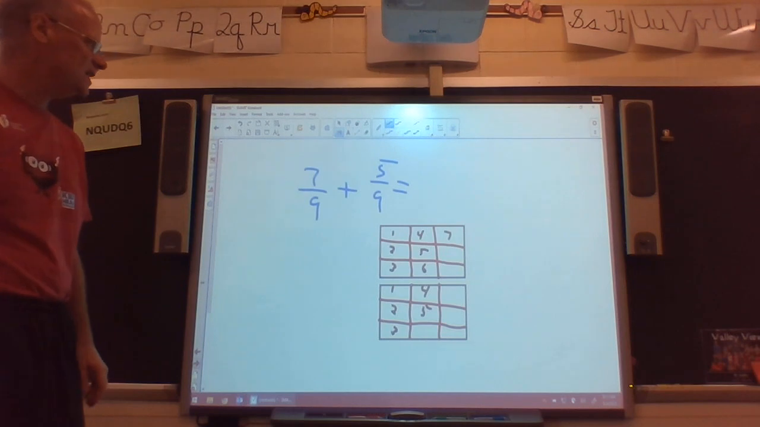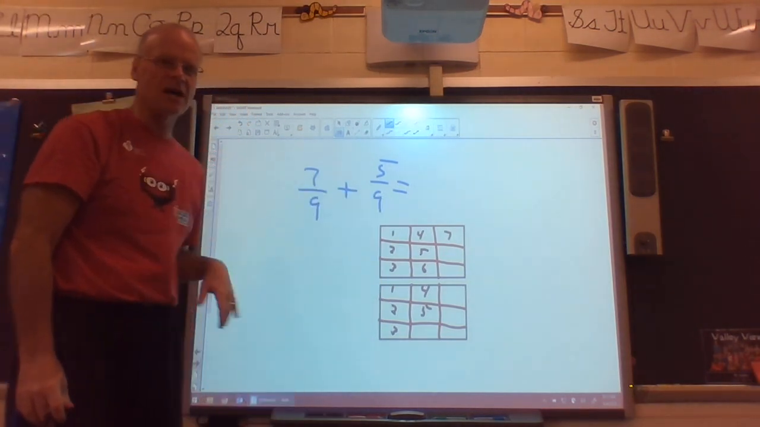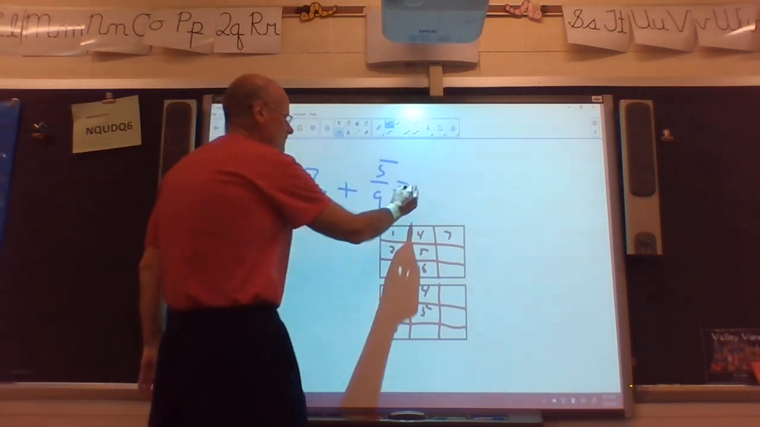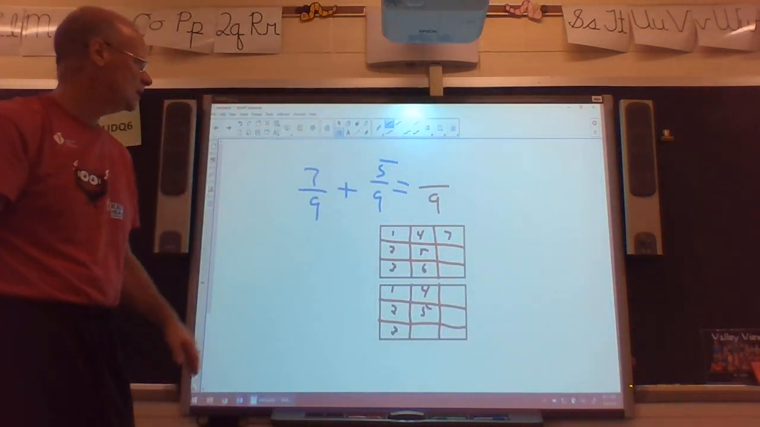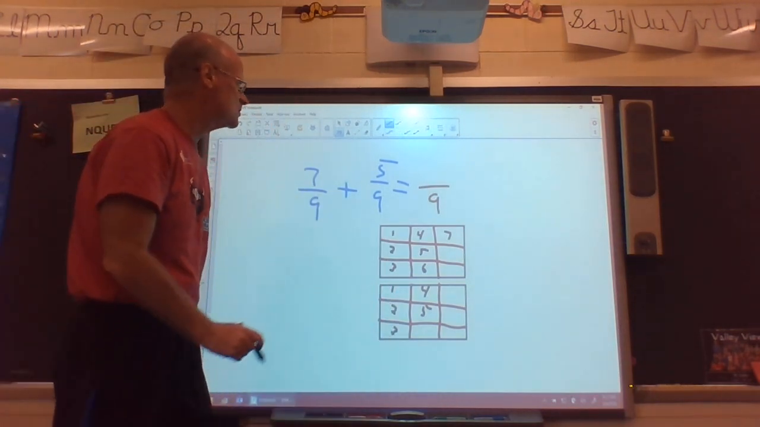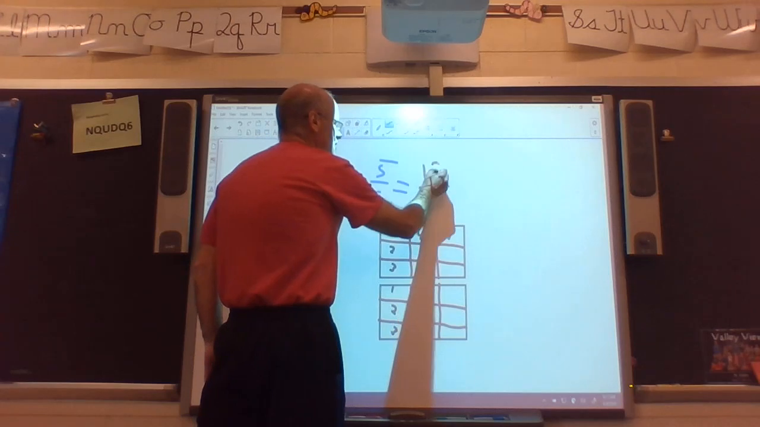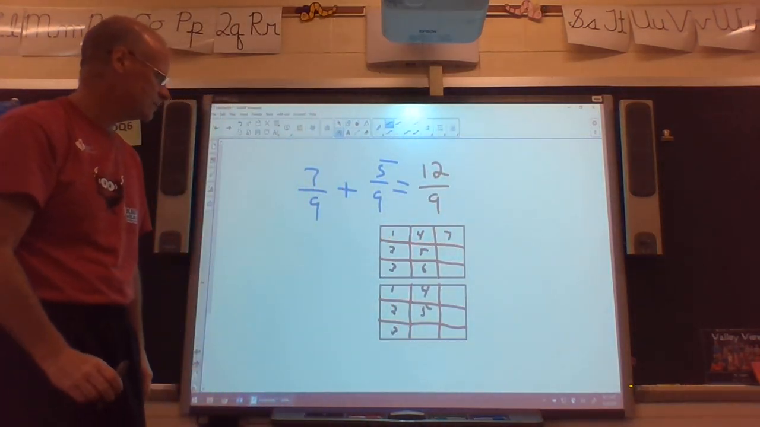Now, if I want to add those together, each of these wholes is only cut into ninths, so my denominator is going to stay the same. So when I add fractions, denominator stays the same. Now, how many ninths do I have total? 7 plus 5 are 12 ninths. So 5 ninths plus 7 ninths are 12 ninths.